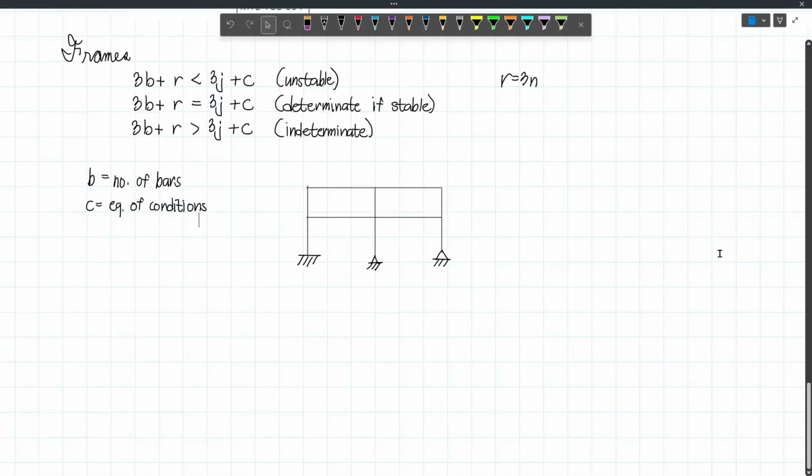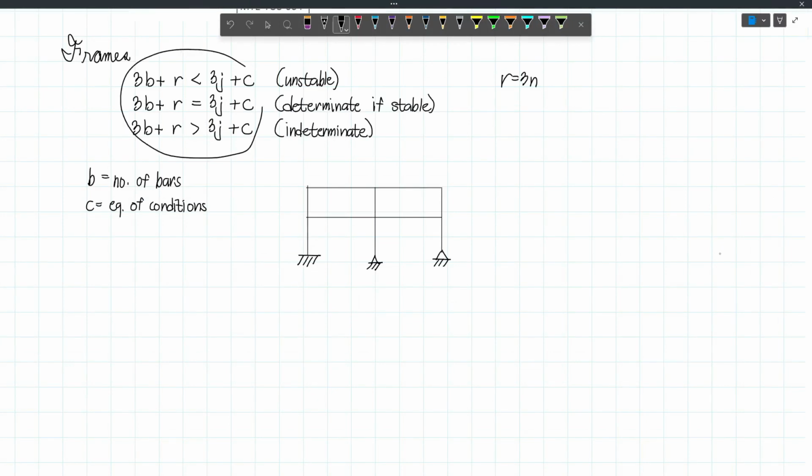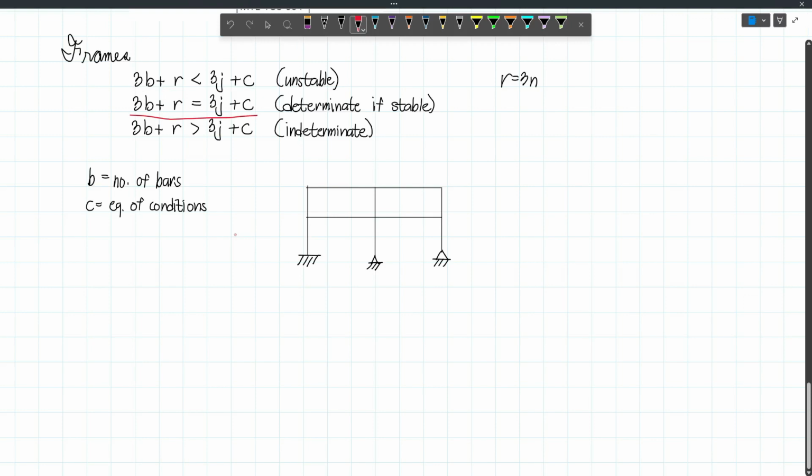Now, if we talk about frames, the formulas here will give the same result if we use R equals 3N. So again, this frame is the same as the beam. Let's try this example so you can automatically see how to apply the formulas. So again, the formula is 3B plus R is equals 3J plus C. Here, we consider the number of bars per connection. This connection is treated as 1 bar, that connection is treated as 1 bar, and also this one, and so on.